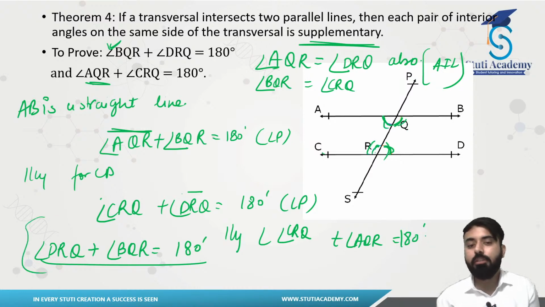So you guys see, we have just proved our theorem 4, which stated that if the lines are parallel, then the sum of their co-interior angles will be 180 degrees. They will be supplementary. So I hope you don't have any doubt in this. Now let's move forward and see.